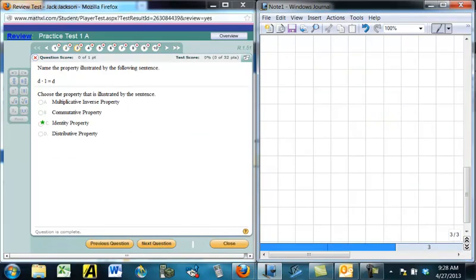What property is illustrated? D times 1 is D. That's called the identity property. 1 is called the identity element for multiplication, the multiplicative identity property.